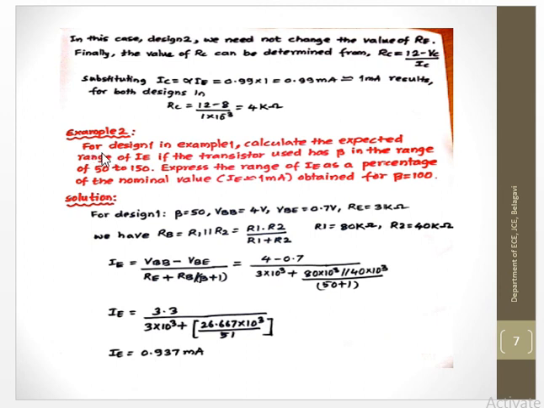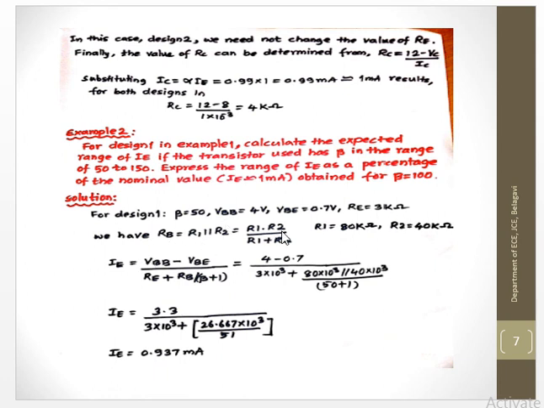Next example: for design 1 in example 1, calculate the expected range of IE if the transistor used has beta in the range of 50 to 150. Express the range of IE as a percentage of the nominal value. IE nearly equal to 1 milliampere was obtained for beta equal to 100. For design 1, if you consider a beta value of 50, VBB 4 volt, VBE 0.7, RE say 3 kilo ohm, you have selected these values.